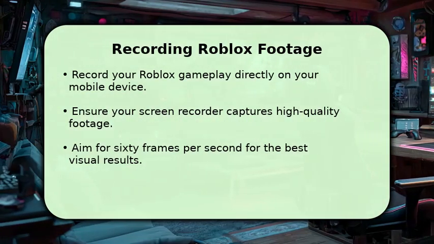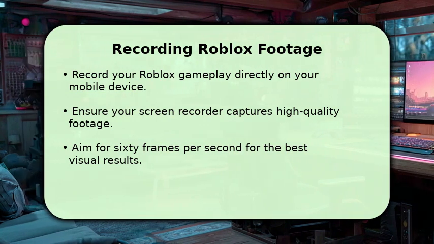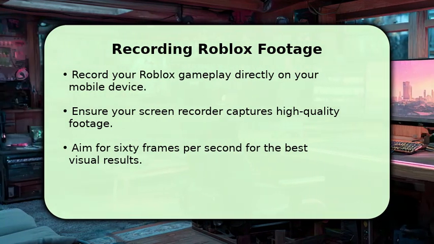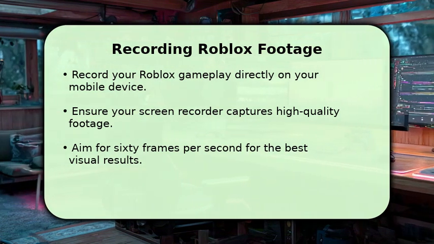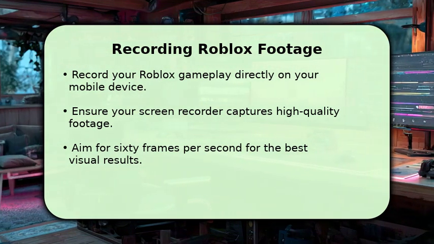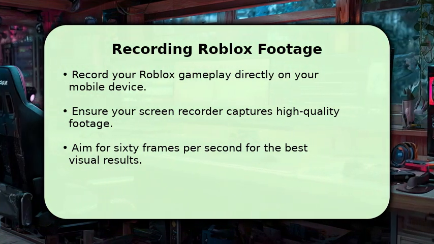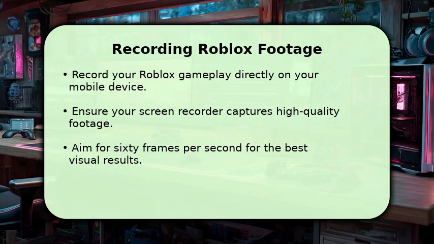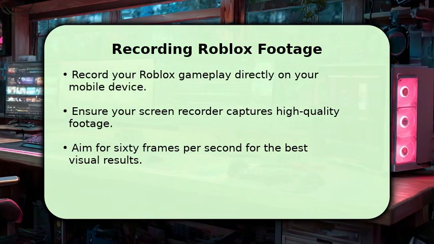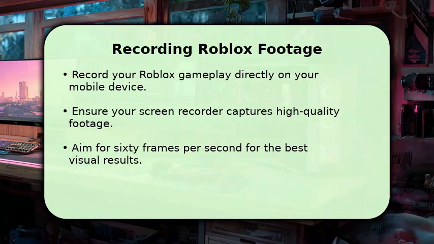First, you'll need to record your Roblox gameplay directly on your mobile device. Ensure your screen recorder captures high-quality footage, ideally at 60 frames per second, for the best results. Play through the scenes you wish to enhance, focusing on smooth camera movements. Once recorded, save your video to your device's gallery, making it easily accessible for the next editing stage in CapCut. This foundational step is crucial for a polished final product.